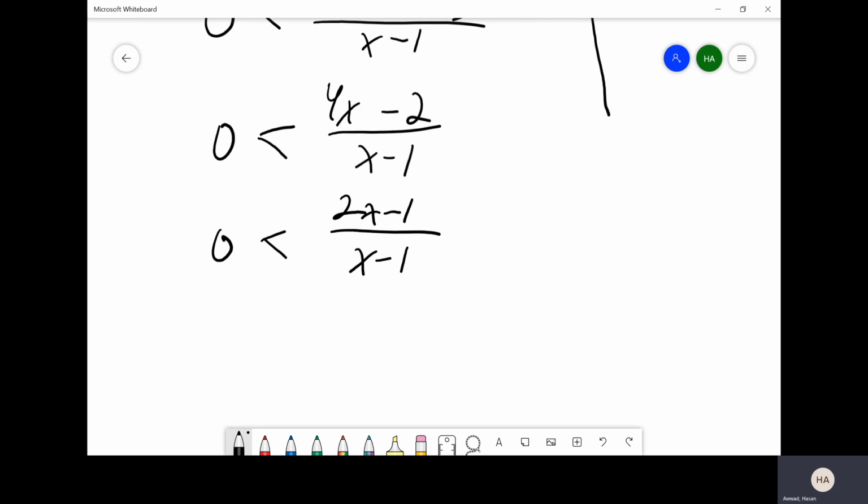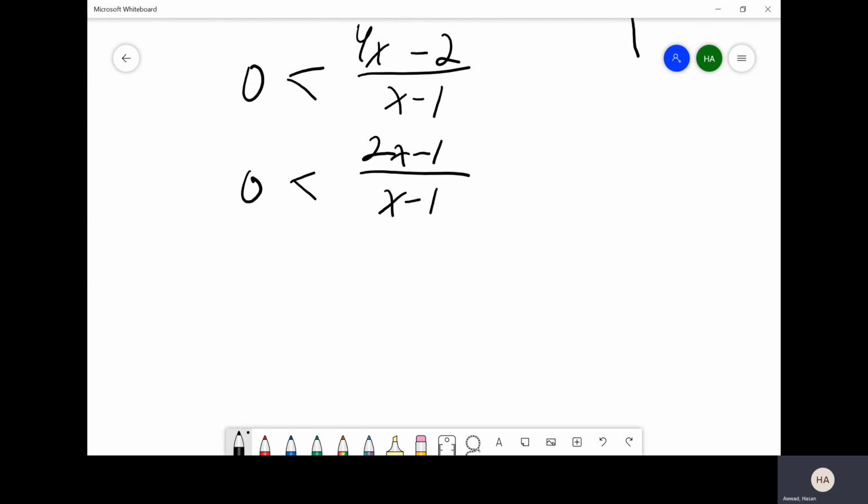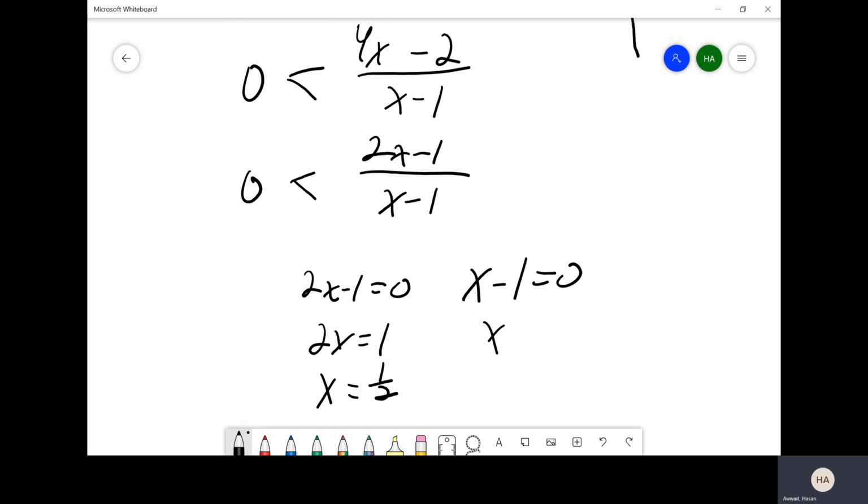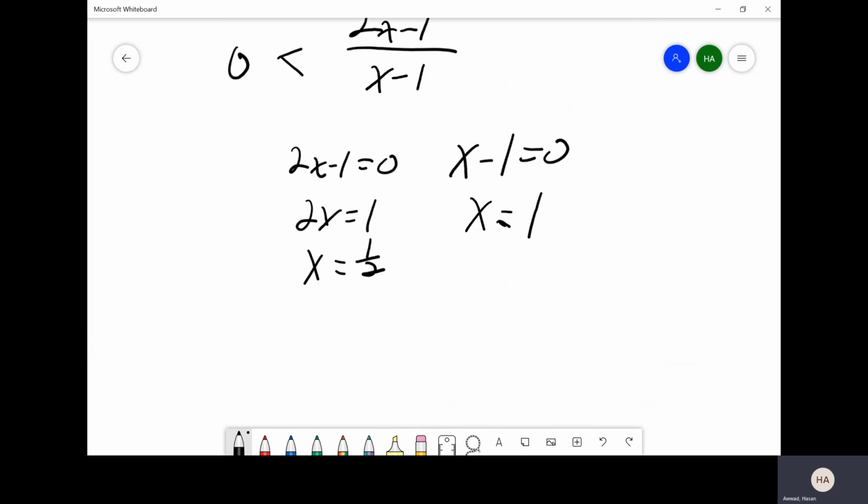So what did we do? Well, we knew that we had test points in mind, right? Now that we have 0 is less than (2x minus 1)/(x minus 1), we set the top and bottom equal to 0 because we need to find our numbers. So 2x minus 1 is equal to 0, and x minus 1 is equal to 0. We get 2 times x is equal to 1, which means x is a half, and x is equal to 1. And now we go on our number line and we say, okay, what are we going to put?